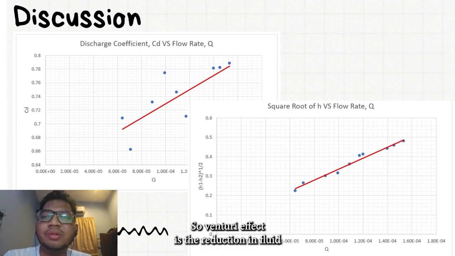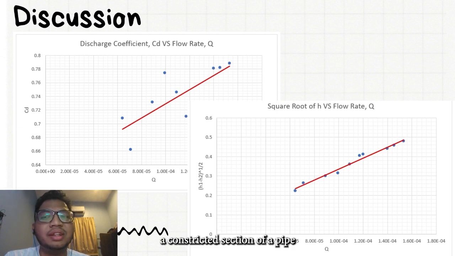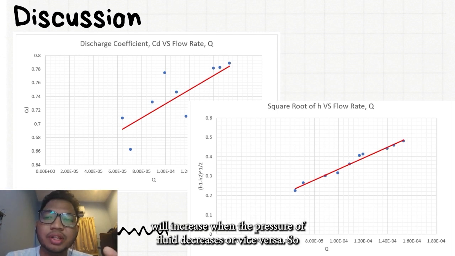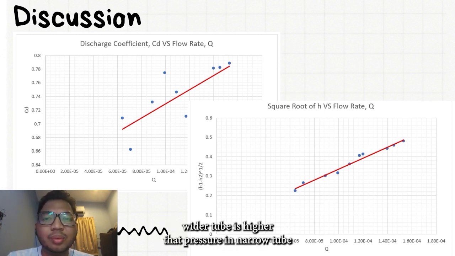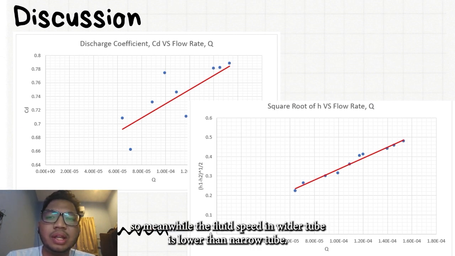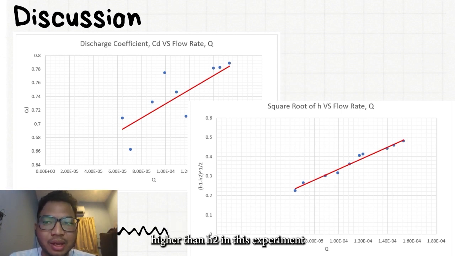The Venturi effect is the reduction in fluid pressure that results when fluid flows through a constricted section of pipe. According to Bernoulli's theorem, the velocity of fluid will increase when the pressure of fluid decreases, or vice versa. So the pressure in wider tube is higher than pressure in narrower tube, while the fluid speed in wider tube is lower than narrower tube. Therefore the reading of H1 is always higher than H2 in this experiment.